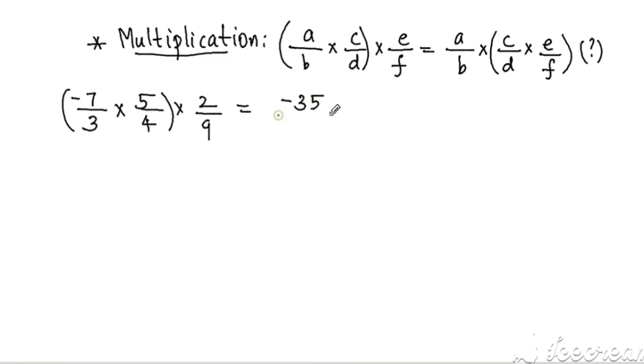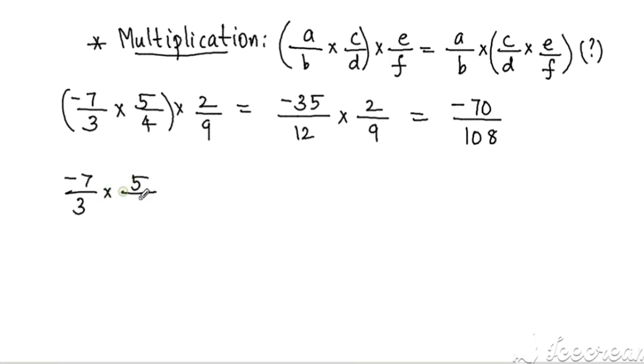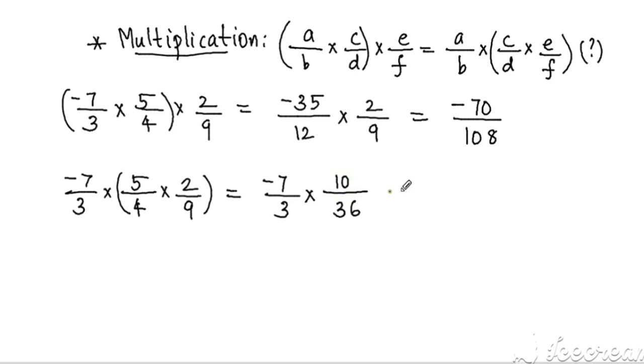So that will be equal to, multiply the numerators and denominators, negative 35 by 12 times 2 by 9, which is equal to negative 70 by 108. You have to just multiply the numerator and multiply the denominator. Similarly, group the second and third number. So you can see that is equal to negative 7 by 3 times 10 by 36. Again, multiply the numerator and denominator, you will obtain negative 70 by 108. So you can see they are equal. That means associative property is true in case of multiplication.